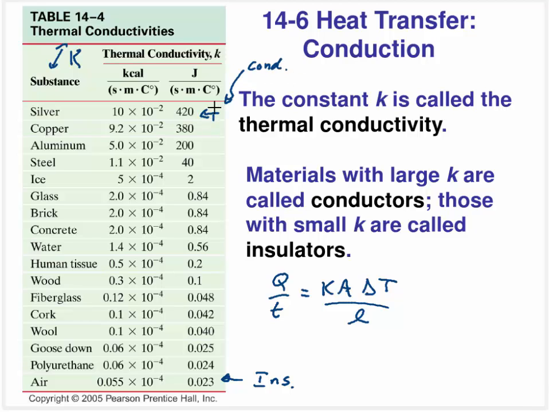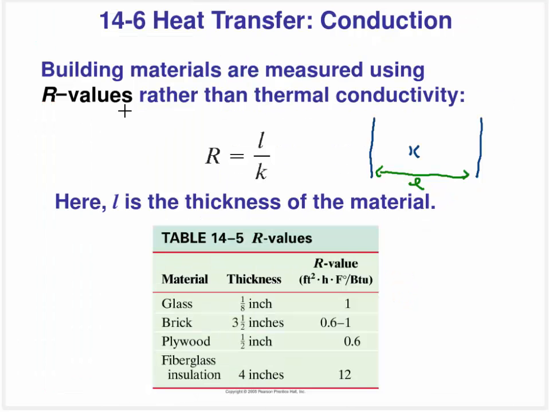Because all of this comes from free electrons, metals are going to be good conductors of electricity and good conductors of heat. Insulators are going to be poor conductors of heat, and they're also going to be poor conductors of electricity.